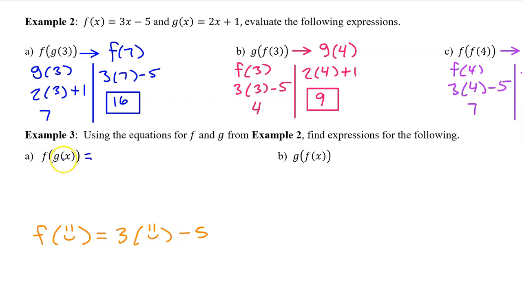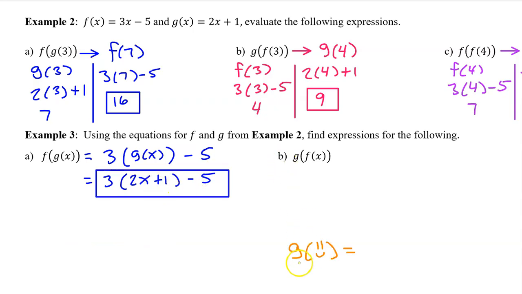In part A, the g of x is like the smiley face. So again, f at smiley face is 3 times smiley face minus 5. So f at g of x will be 3 times g of x minus 5. But we know the expression for g of x is 2x plus 1. So this will become 3 times (2x plus 1) minus 5.